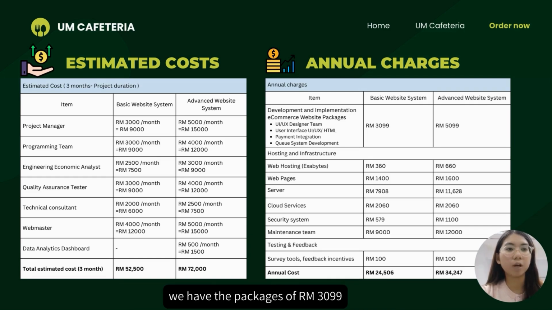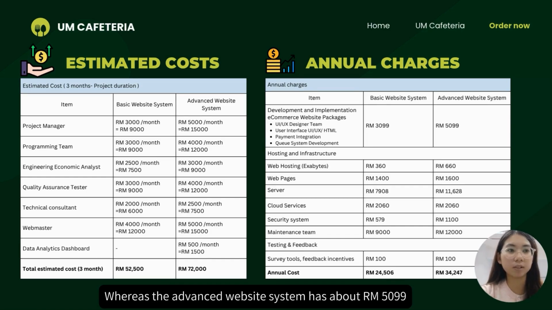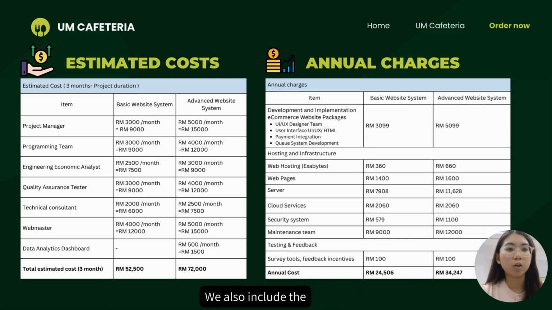As for annual charges, we have two packages for the basic website system and the advanced website system. For the basic one, we have a package of 3,099 ringgit, whereas the advanced website system has about 5,099 ringgit. We also include the hosting and infrastructure such as web hosting, web pages, server, cloud service, security system, maintenance team, testing and feedback, survey tools, and the feedback incentive.